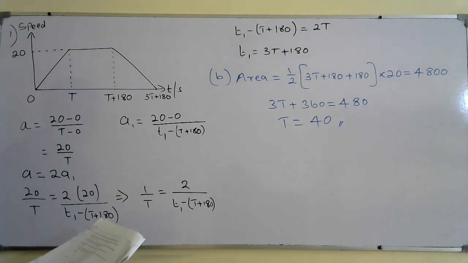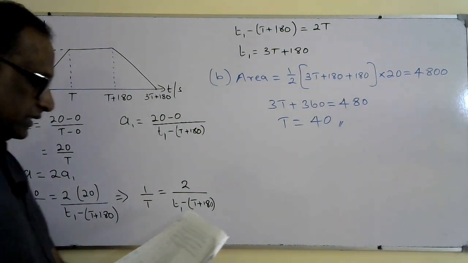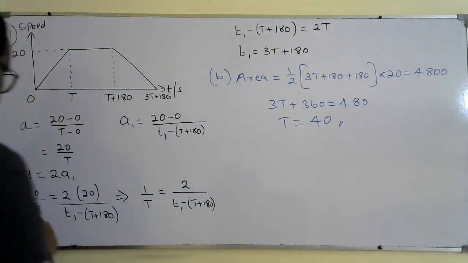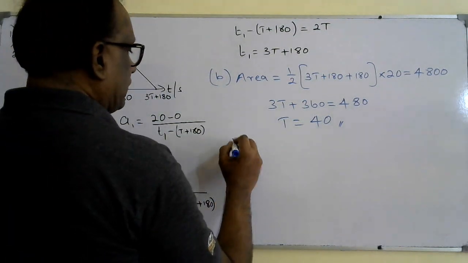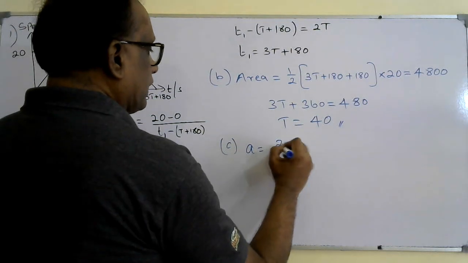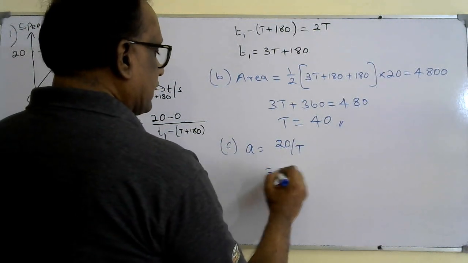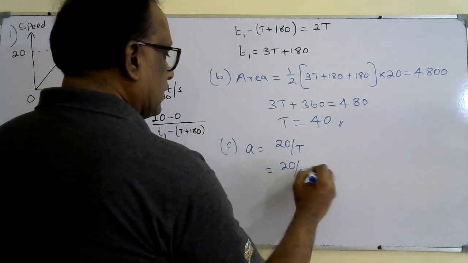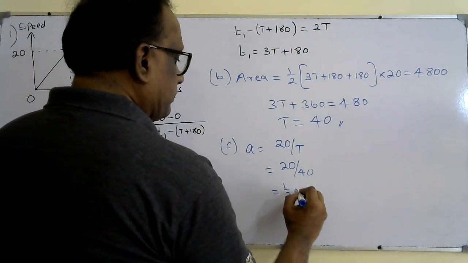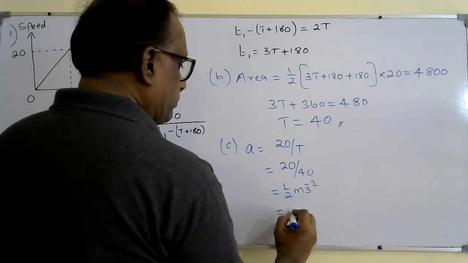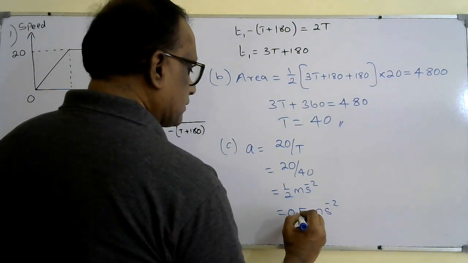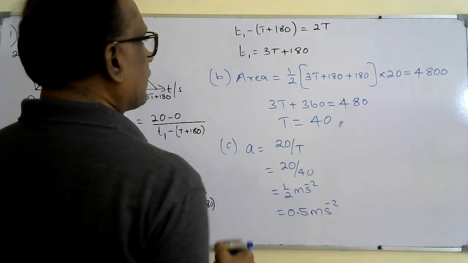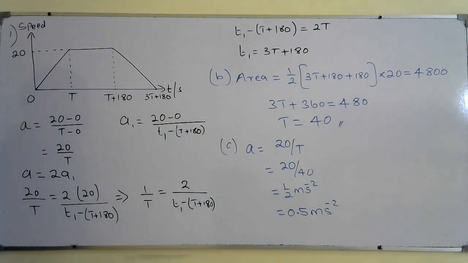Okay, C part, find the acceleration of the train during the first t seconds. So we need to find the a. So a is equal to 20 over t, that is 20 over 40, half meter per second square, or 0.5 meter per second square. Okay, that's all.